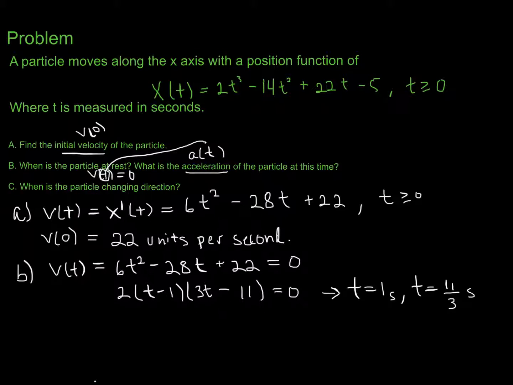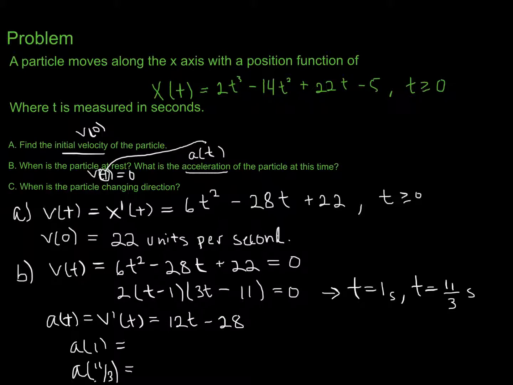And now I need to find the acceleration function in order to plug in these values. So acceleration is going to be the derivative of velocity. Well, the derivative of my velocity function is going to be 12t minus 28. So now I can plug in these values, right? The acceleration at time 1 and the acceleration at time 11 thirds. So why don't you go ahead and find those accelerations and do your best to put the correct units there.